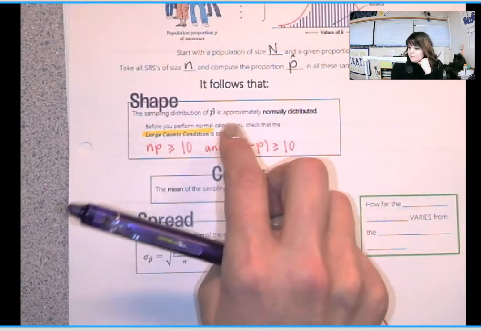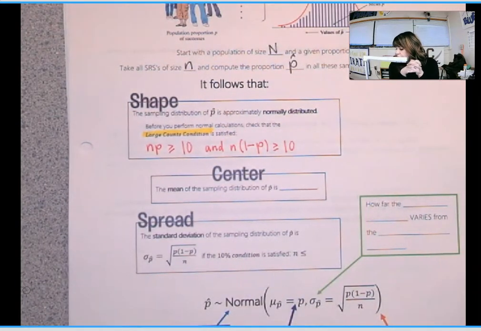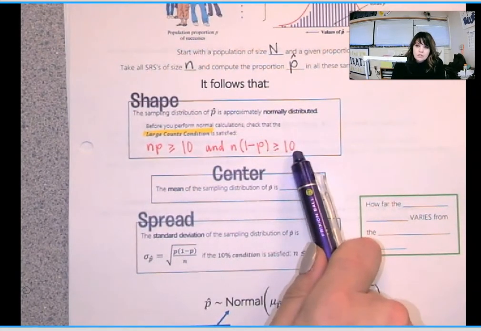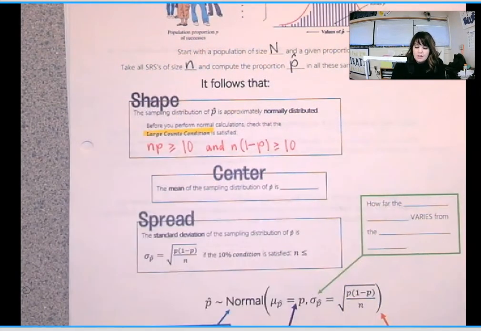Where does this come from? Well, to be frank, there is some heavy-duty mathematical reasoning behind what's happening there, and it's beyond the scope of this class. So if you were going to go into statistics as a major, you would eventually learn where the large counts condition comes from. But for us, we get a little bit of a break, and we get to know the condition without having to suffer through the reasoning behind the condition. So if we check that this is true, and it is true, then our shape is normal.